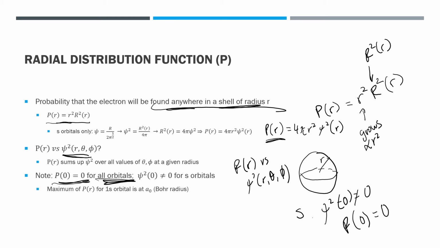That can be a little confusing, but hopefully it made some sense. Another thing to note is that the maximum of P of r for the 1s orbital is a0, the Bohr radius, which is the n equals 1 radius that we solved for in the Rydberg's constant video. So it should make sense that the maximum probability radius at which you find the electron is the same one we calculated previously using Bohr's model of the atom. It lines up with each other.